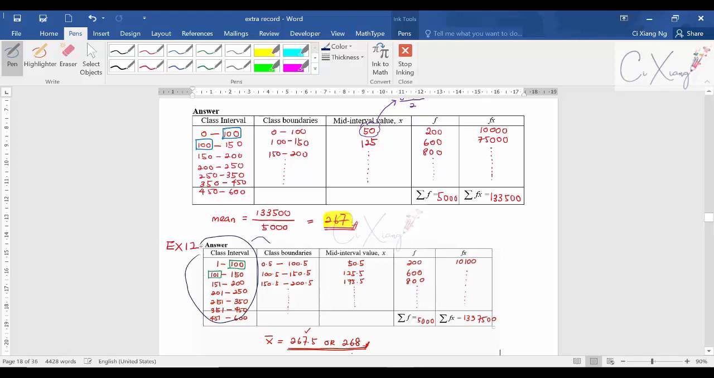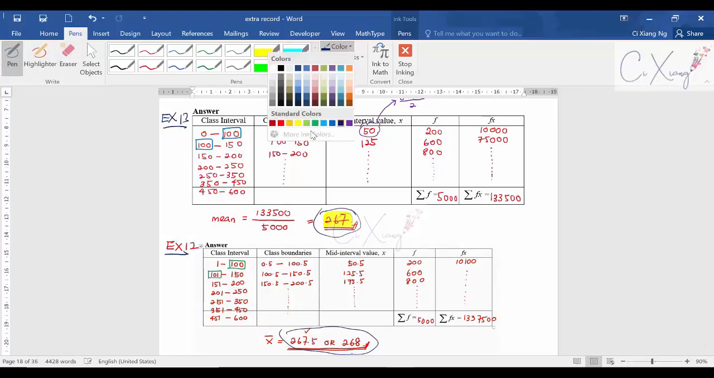Then after that, you get a class boundary. And you can see that because the class interval and class boundary are a bit different, the final answer for the mean is slightly different also. But the problem comes from the class interval. So if you observe example 12 and this is example 13.